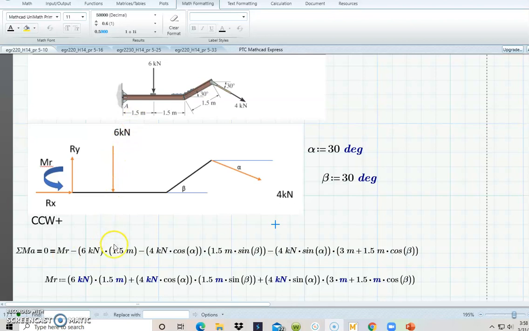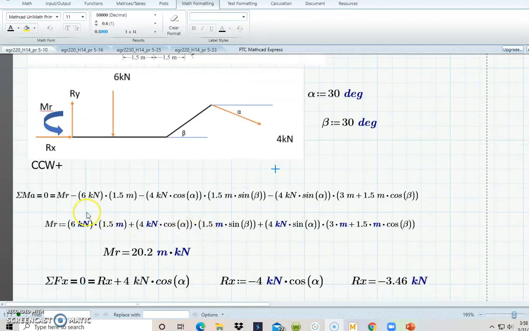But the 6 kilonewton is 1.5 away. It's clockwise, so it's negative. Then I break this up into its X and Y parts. The X part's going to be cosine alpha, so 4 kilonewton cosine alpha. And then that'll be the perpendicular distance, so that's going to be 1.5 sine beta. And that would be clockwise, so it's negative. And then the vertical part would be sine alpha. And then the horizontal distance will be from here to here, which is 3, plus this distance, which would be 1.5 cosine beta. And that's equal to 0.